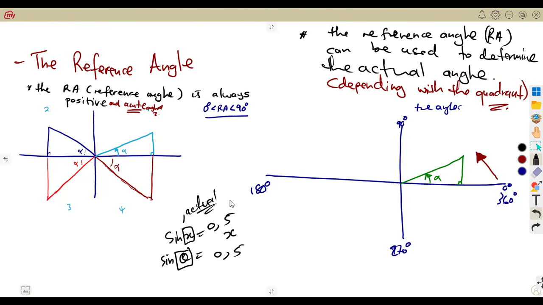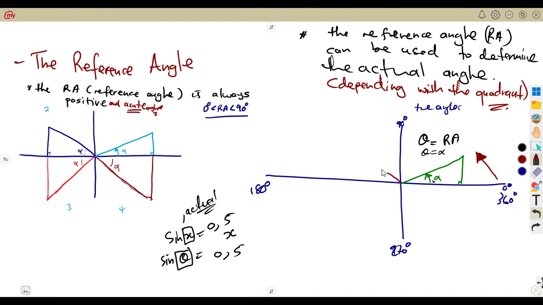So you relate that one from the reference angle that you calculated. In the first quadrant, remember, theta will be equal to the reference angle. Meaning theta is equal to alpha. If your reference angle is alpha, theta is equal to alpha. If it was x, x is the actual angle.